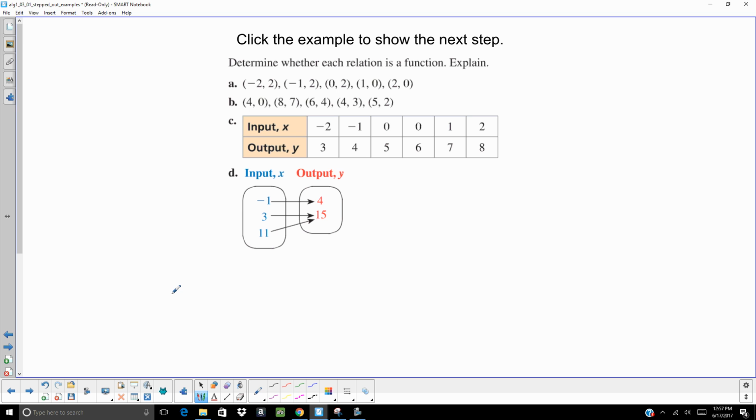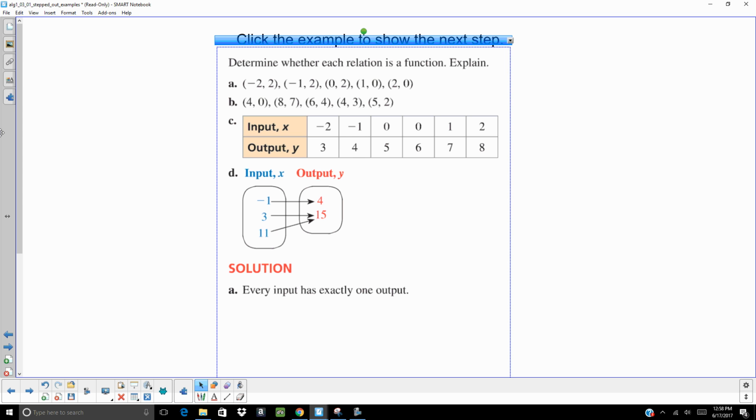So here we want to determine whether or not we have a function and explain. In part A, we have ordered pairs, and that's a relation. If that relation is a function, each x is only going to have one y. So every input has exactly one output. So it is a function.